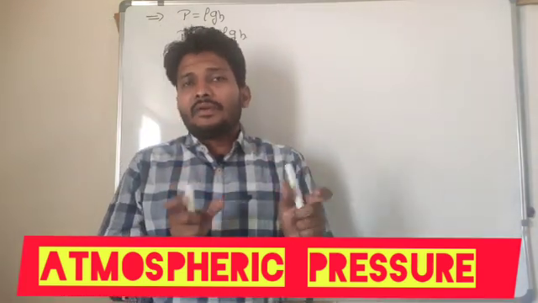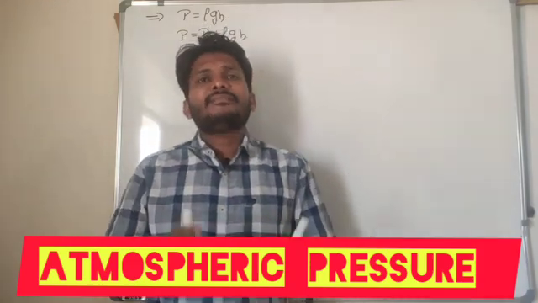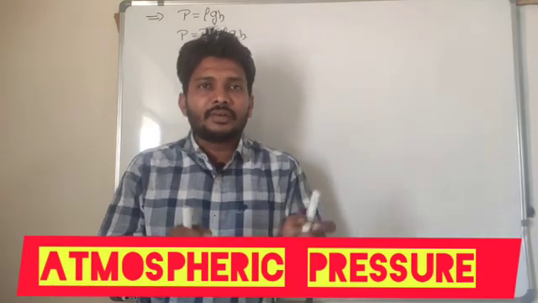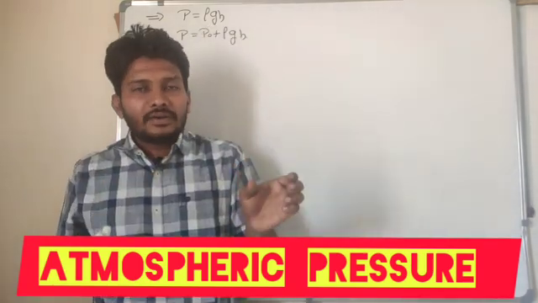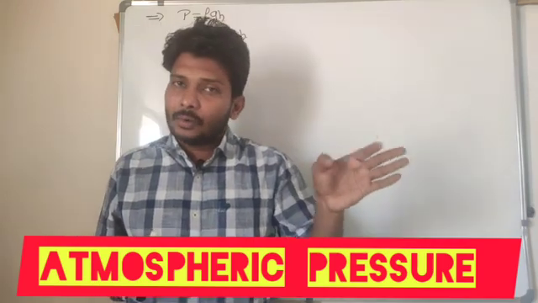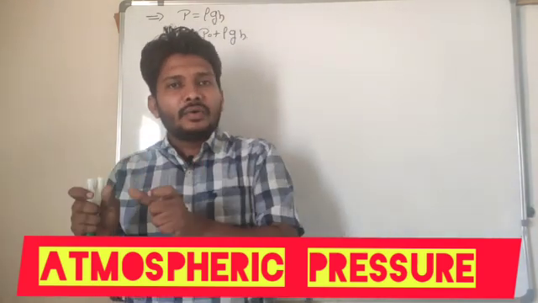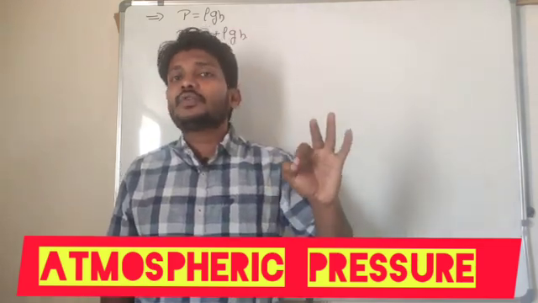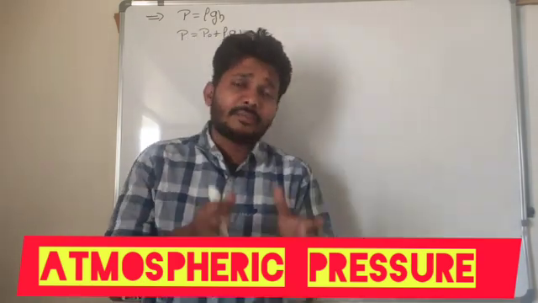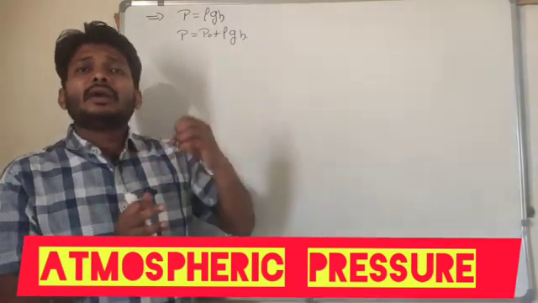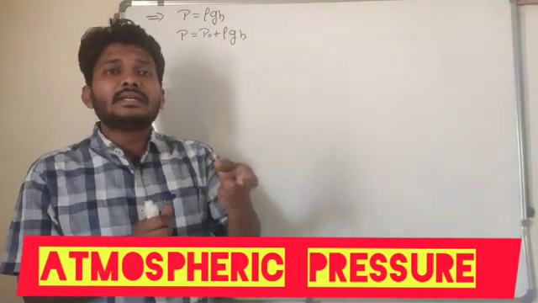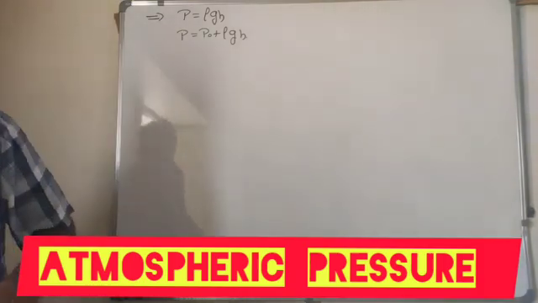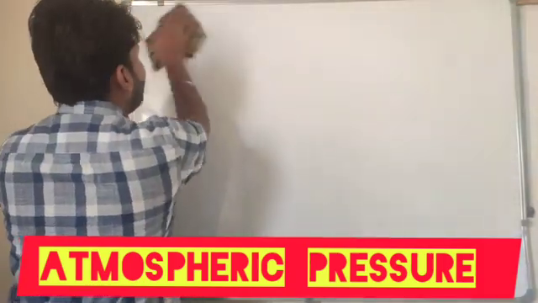Then how to calculate the value of atmospheric pressure? In order to calculate it, we use one device, the mercury barometer. What is the device name? Mercury barometer. That device is used to measure the value of atmospheric pressure. So now we'll focus on how the mercury barometer is used to measure atmospheric pressure, and in today's topic we'll understand the mercury barometer.